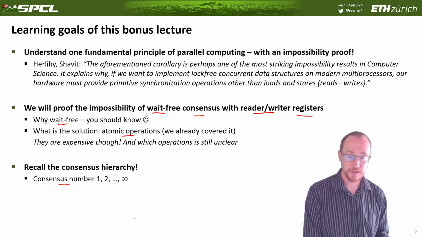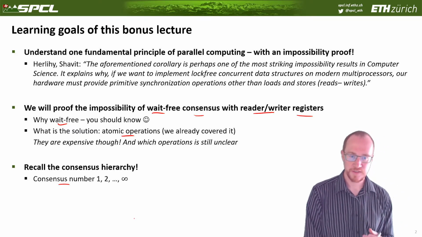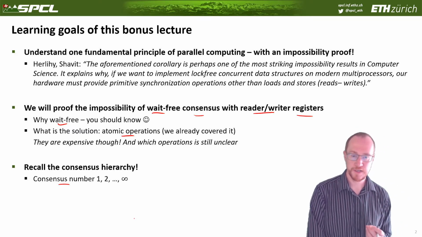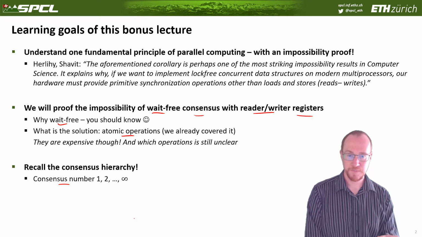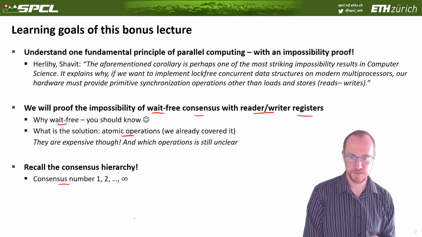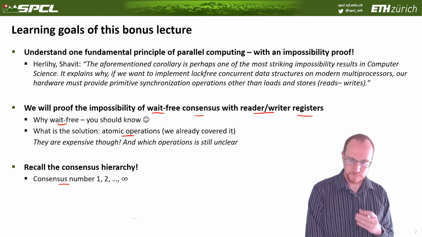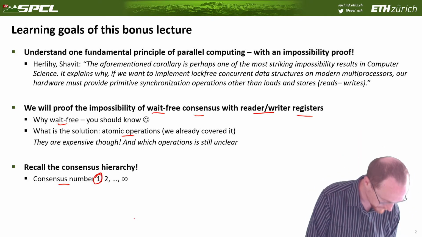The consensus hierarchy, or the consensus number, is really the number of threads that you can synchronize with an infinite number of objects of a certain type, in our case reader-writer registers, in a wait-free manner for the consensus problem. So this basically means that we're going to show that it has consensus number 1.